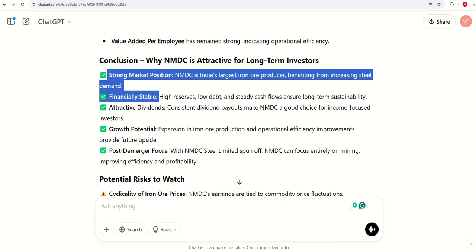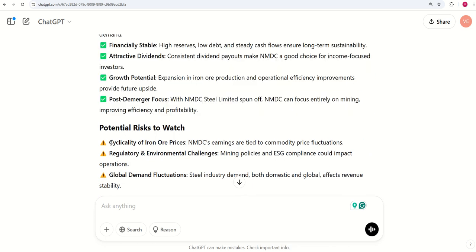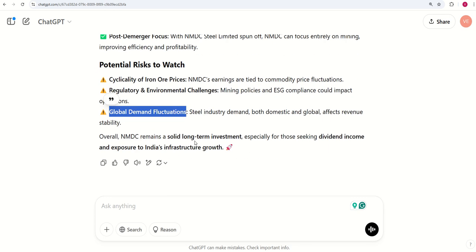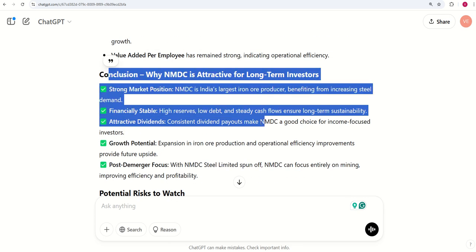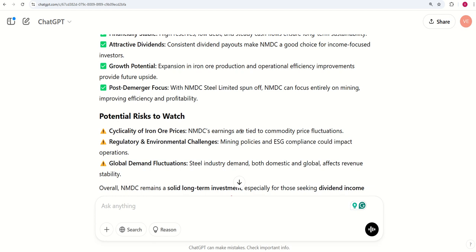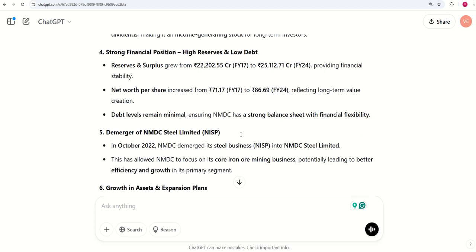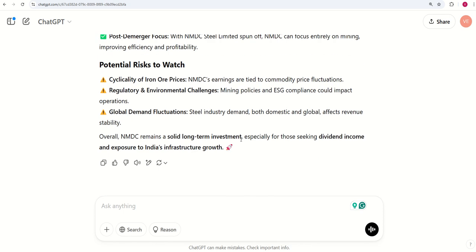In conclusion, it even says that it is attractive for long-term investors. However, it also warns about the cyclicality of iron ore prices, regulatory and environmental challenges, and global demand fluctuations. Remember that it might give you a buy recommendation, but it doesn't know about overvaluation, undervaluation, and all. So please do not go for ChatGPT for investment decisions. Only use it for gathering inferences.